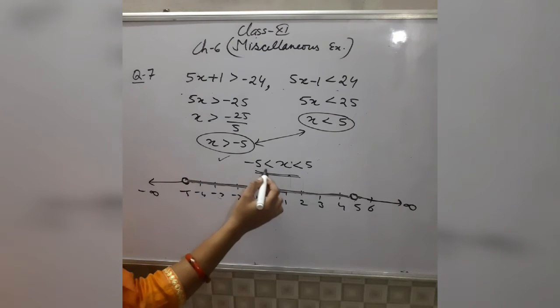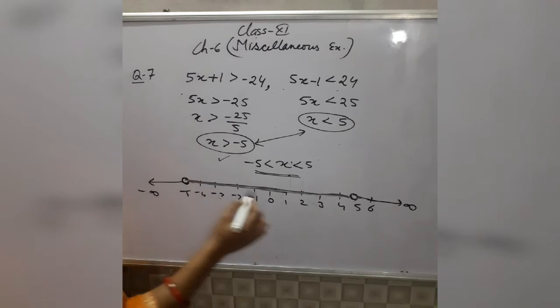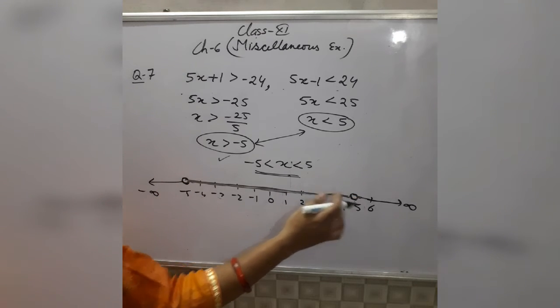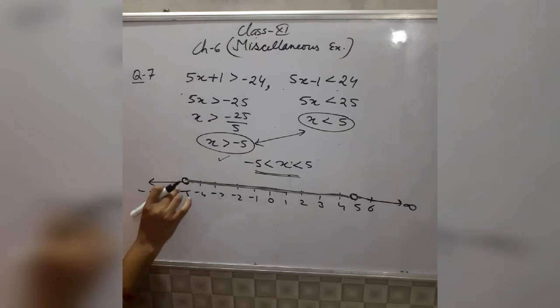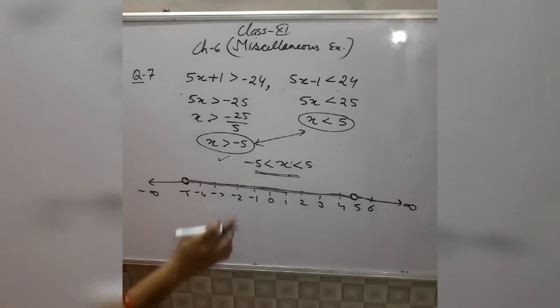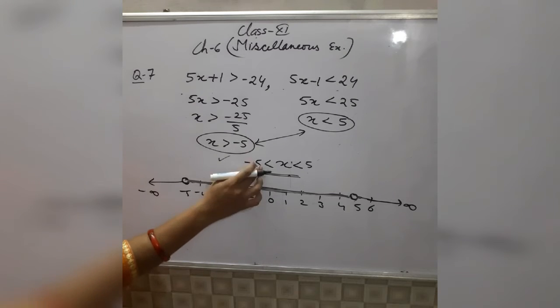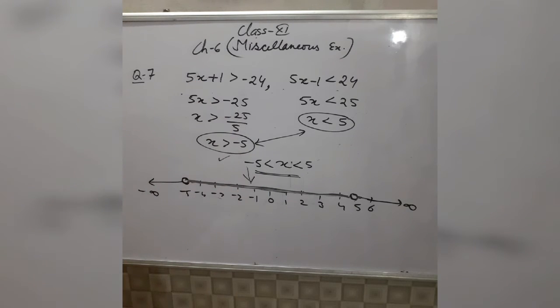If by chance the equal to sign is given to you, in that case you will consider these two points also in the solution. That's why you will darken these two circles. But now these two circles will be empty because the equal to sign is missing. So this is the representation of the solution of this linear inequality on the number line. So this is question number 7.